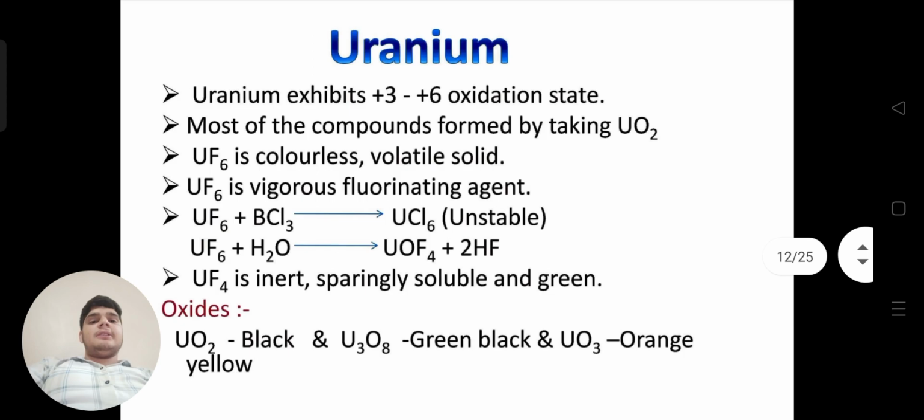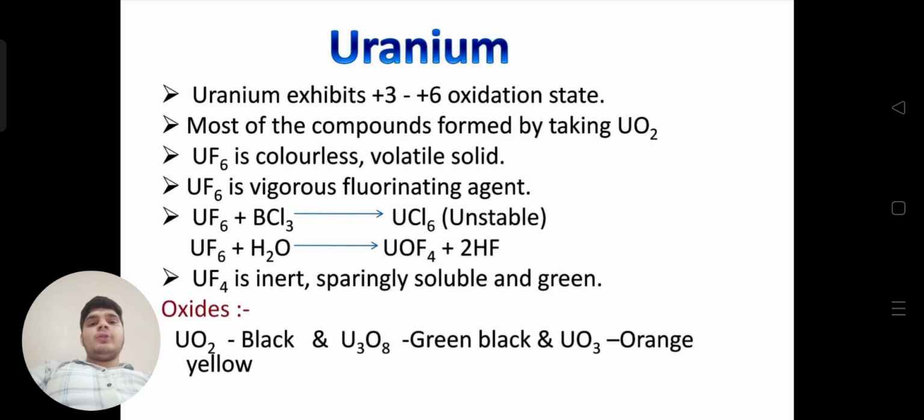Now let's study something about uranium. Uranium exhibits +3 to +6 oxidation states. Most of the compounds are formed by taking uranium oxide. Uranium hexafluoride is a colorless volatile liquid. Uranium hexafluoride is a vigorous fluorinating agent. Also, when it reacts with barium borochloride, it will form uranium chloride that is unstable. Uranium fluoride will react with water to form UF4 and 2 moles of hydrogen fluoride. UF4 is inert, sparingly soluble, and green in color.